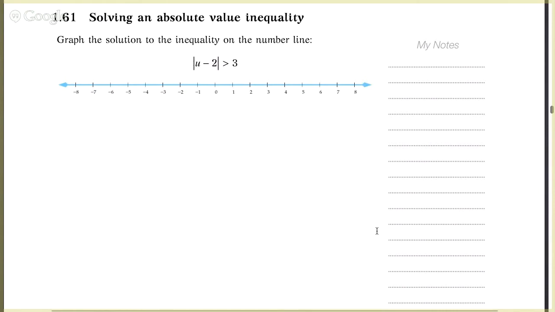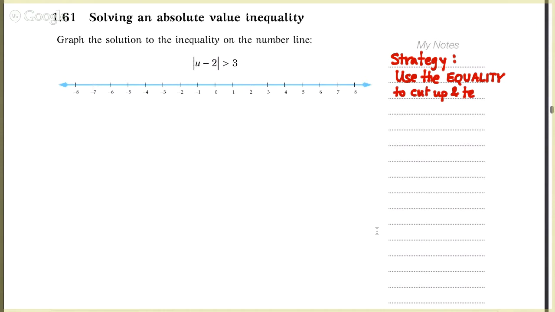Here we want to solve the absolute value inequality that says the absolute value of u minus 2 is greater than 3. The question is also asking us to graph the solution on the number line. You notice that this is objective number 61. It's actually the very last objective in Unit 1. So if you make it to this objective before the objectives are all due, then you're in really good shape. So let's talk about how to solve this particular inequality by looking at a strategy.